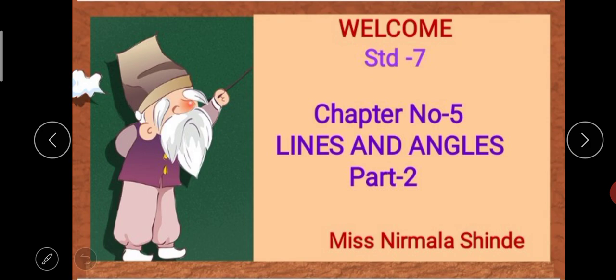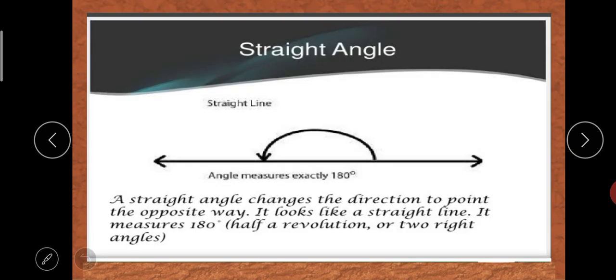Student, in the last video we already started about the angles and studied acute angle, right angle and obtuse angle. Today we will see some more information about the angles. Now next is a straight angle. Straight angle means an angle whose measurement is exactly 180.